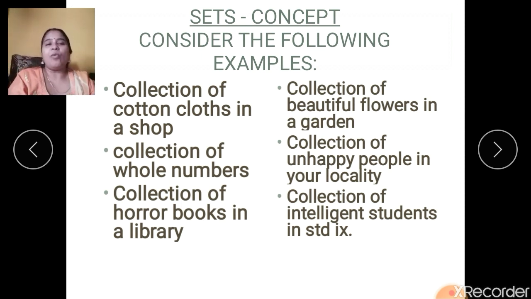Now, what you need to understand from all these six different examples. Look at this. First one, collection of cotton clothes in a shop. There is a quality given to it that I want only this. It is a well defined thing that I want cotton clothes. Look at the second one, collection of whole numbers. I am defining myself that I want numbers, that too whole numbers only. Collection of horror books. Which type of books? Horror books, right? It is a well defined thing which I am asking you.